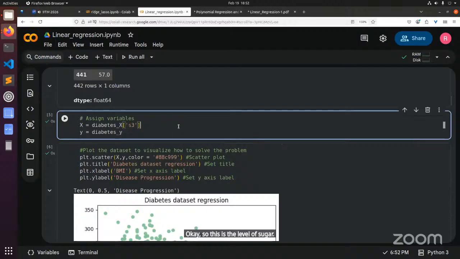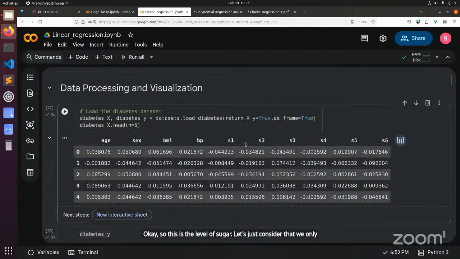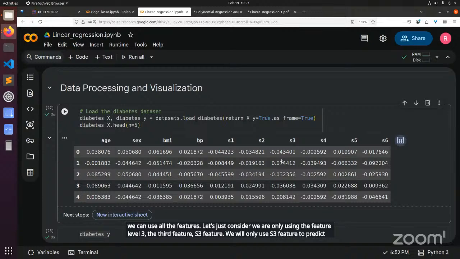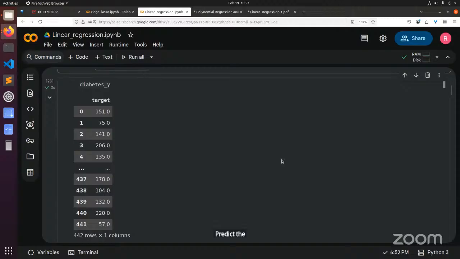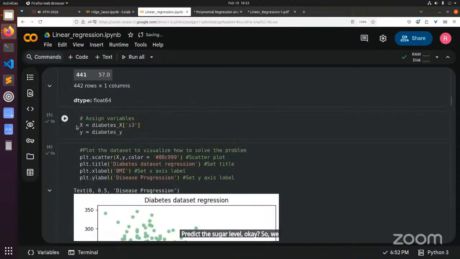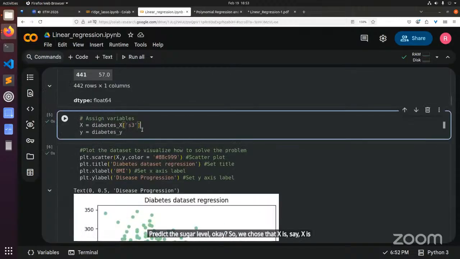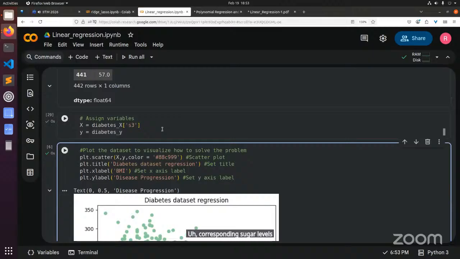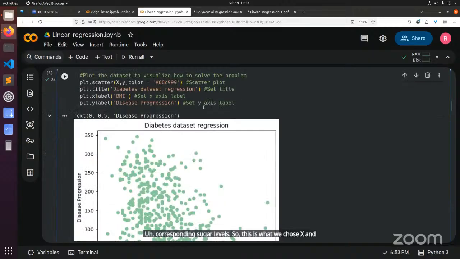Let's just consider that we can use all the features. Actually, let's just consider we are only using the third feature, the S3 feature. We will only use the S3 feature to predict the sugar level. So we chose that X is equal to diabetes 3 and Y is the corresponding sugar level. So this is what we chose for X and Y, and let's plot this.